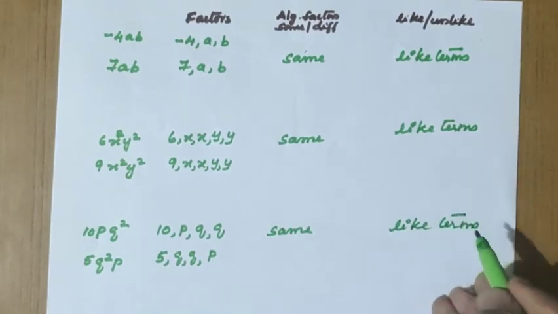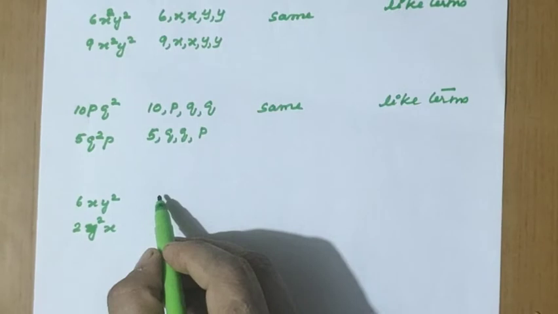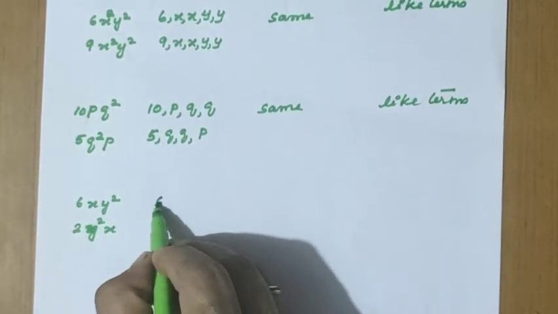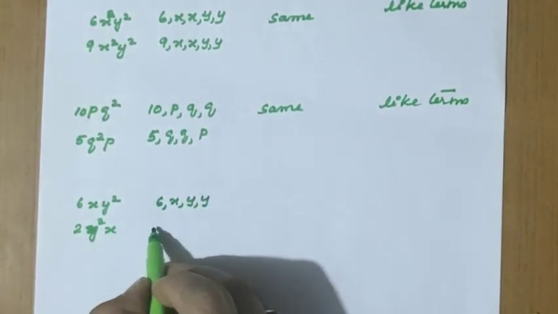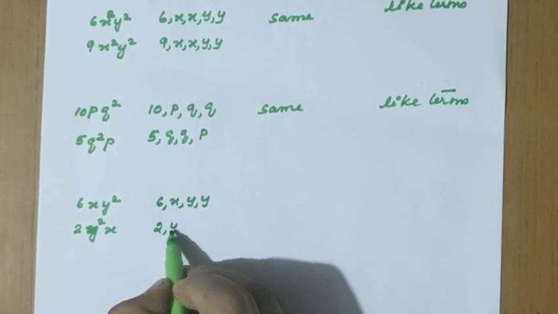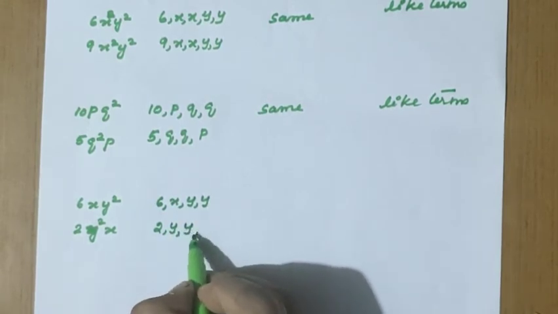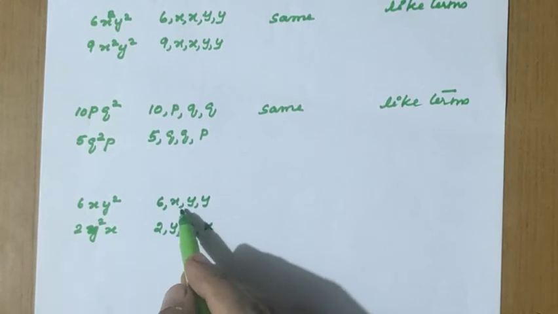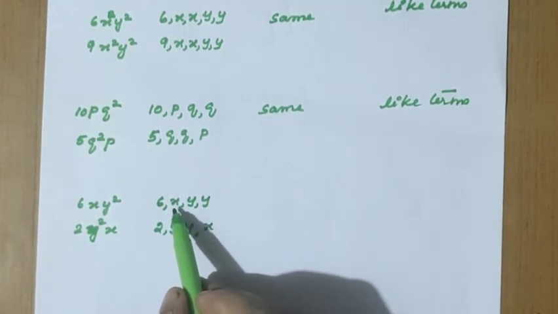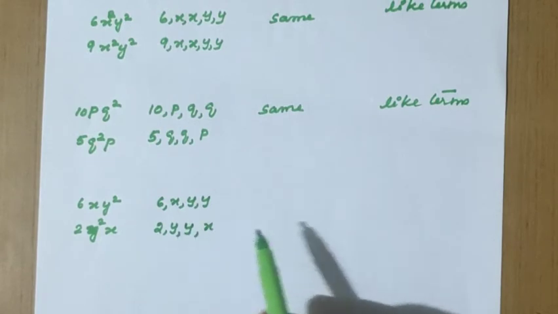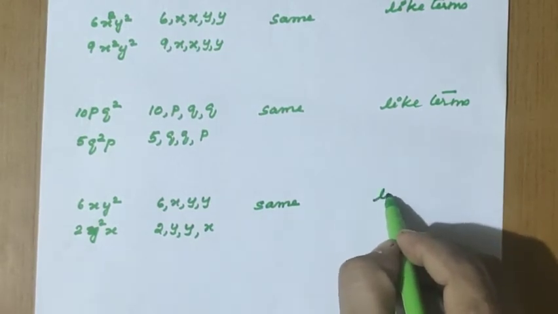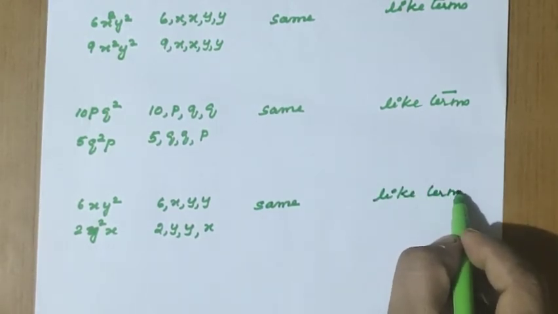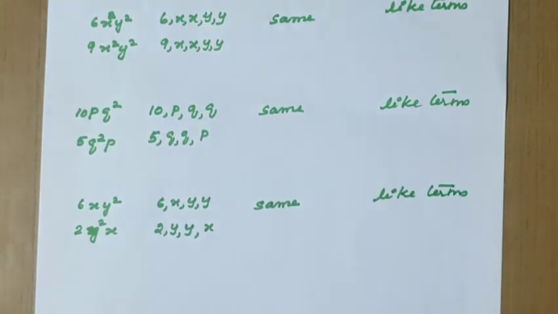One more example from the same pattern we can see. What are the factors here? 6xy square: 6 comma x comma y square, y two times. Similarly 2y square x: I'll write the factors, y square meaning y two times, and x. Here also you can see that the order is different, but the variables are the same. X one time, y two times in both cases. So the algebraic factors are the same, hence we call them like terms. Right? So here we have seen that like terms means the algebraic factors are the same.